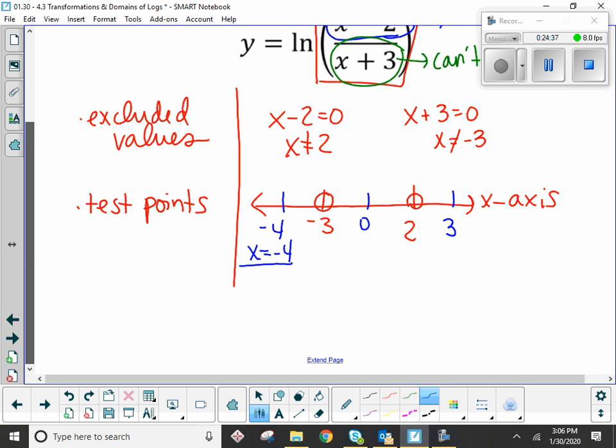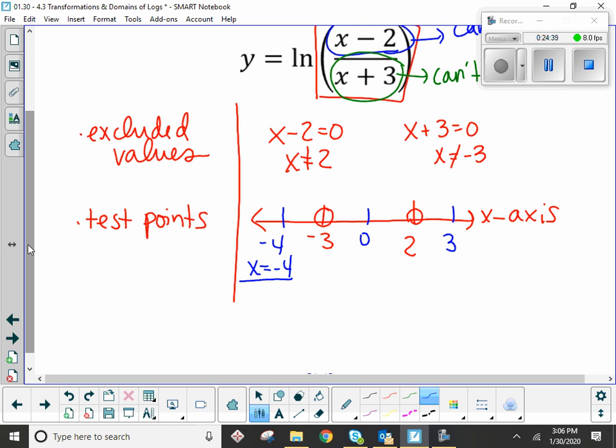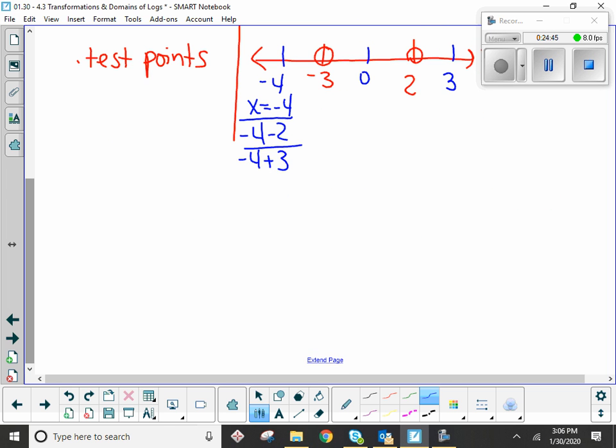-4 looks like this. You put it in for the x's, -4 minus 2 over -4 plus 3. That's -6 over -1. Kind of feels like that makes it a negative. It's not, right? Because negative divided by negative is positive. Does this check or not check? I like that as positive. That checks, makes me happy.